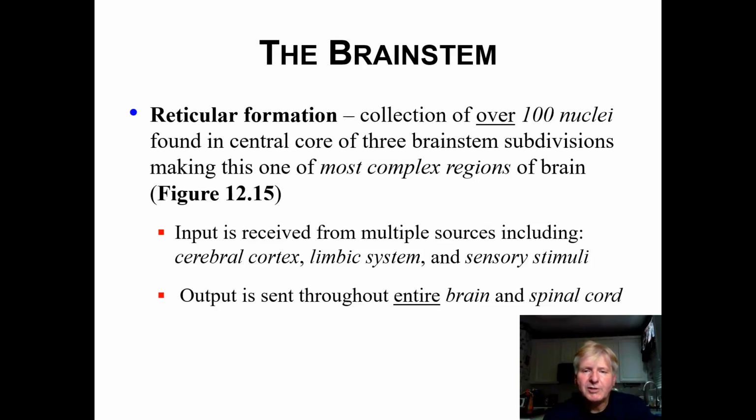The reticular formation. This is a collection of over 100 nuclei found in the central core of the three brainstem subdivisions. So it's one of your more complex regions of your brain. So you have input received from multiple sources, including the cerebral cortex, the limbic system, as well as sensory stimuli from the body. Output is then sent through the entire brain as well as the spinal cord.